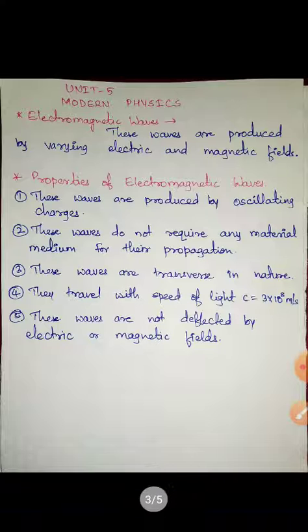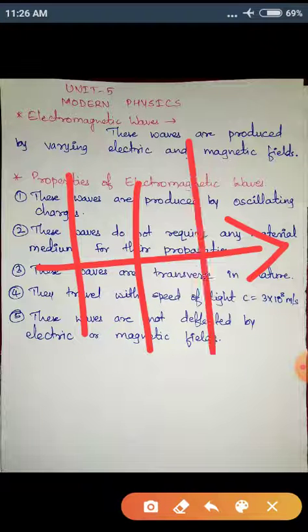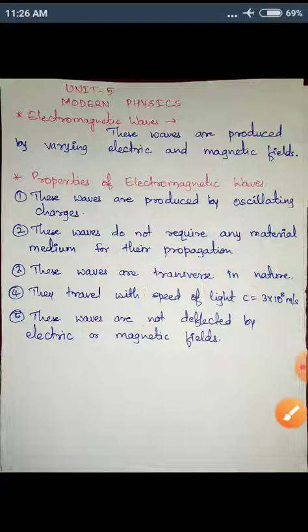These waves are transverse in nature. Electromagnetic waves are transverse in nature. This means if the electromagnetic wave is traveling in this direction, then particles of the wave vibrate perpendicular to it. So this is a transverse wave.